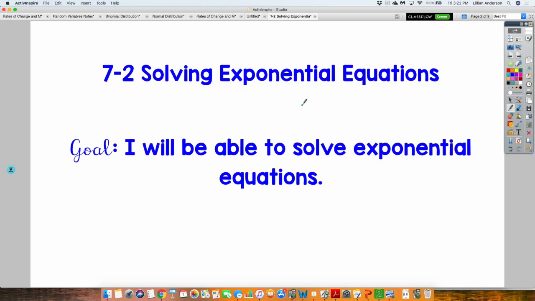We're going to be solving exponential equations. That's going to be the goal. By the end of this, you should be able to solve the basic ones, okay? We'll do the more advanced ones a little bit later, especially after we go over logarithms as well, okay?